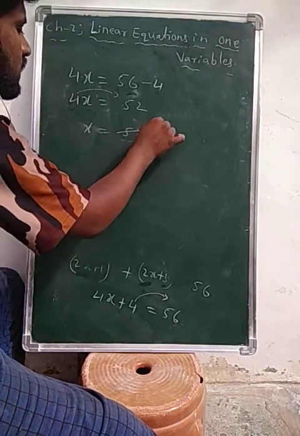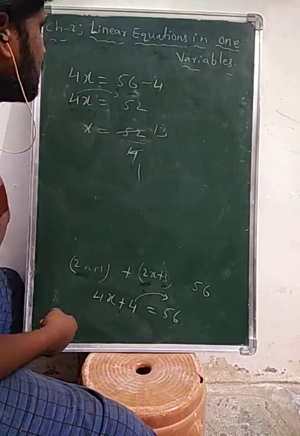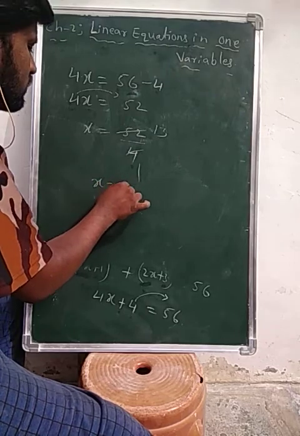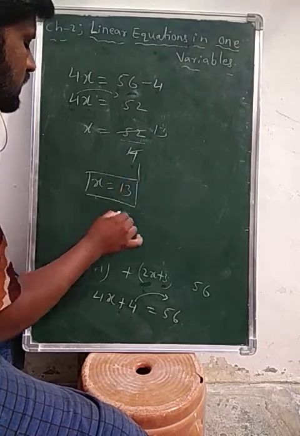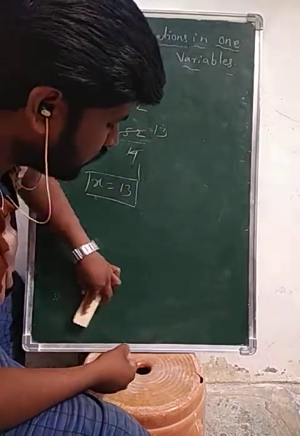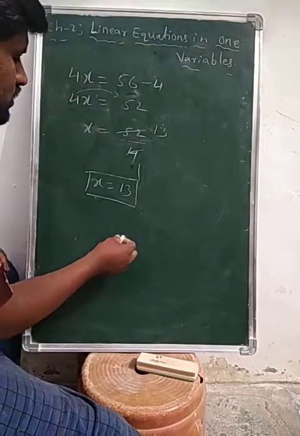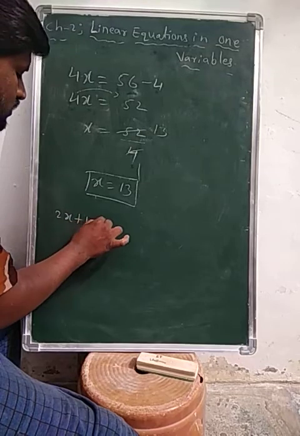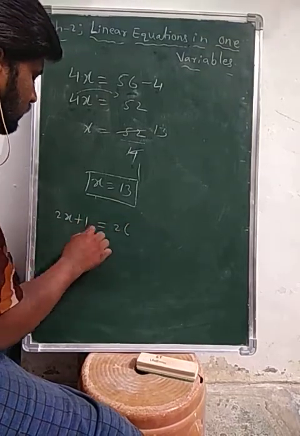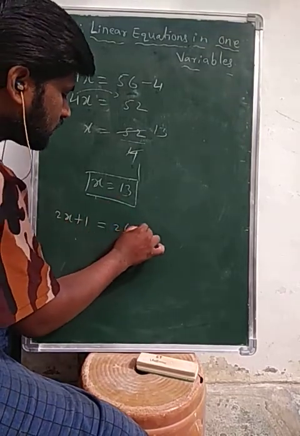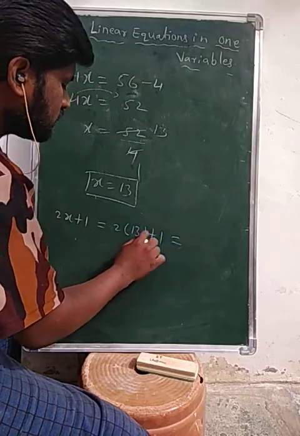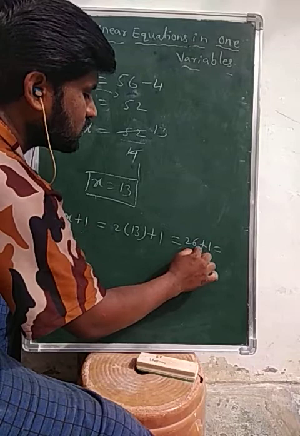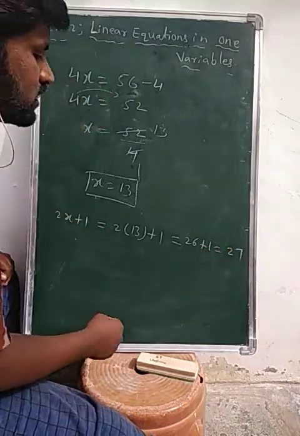4 ones are 4, 4 13s are 52. So x is equal to 13. Now I want to find the two consecutive odd numbers. 2x plus 1 is equal to 2 of 13 plus 1. 2 13s are 26 plus 1, that is 27.